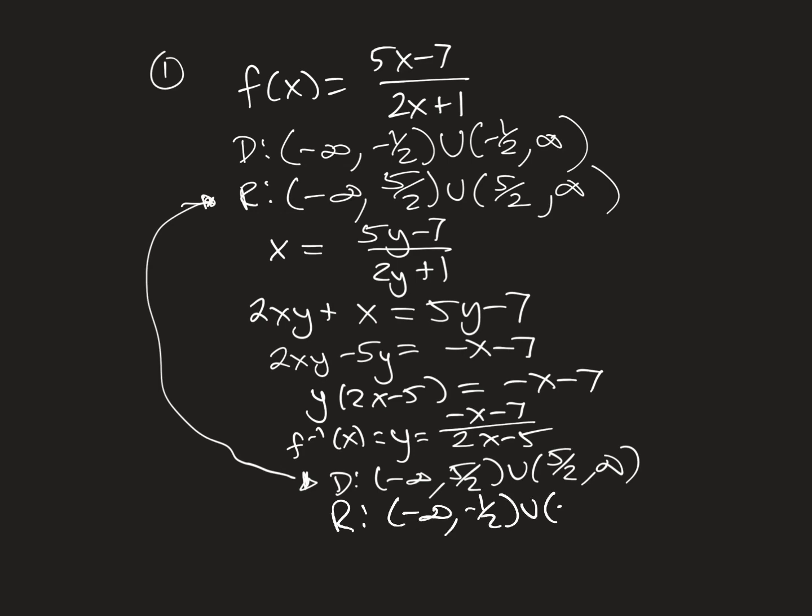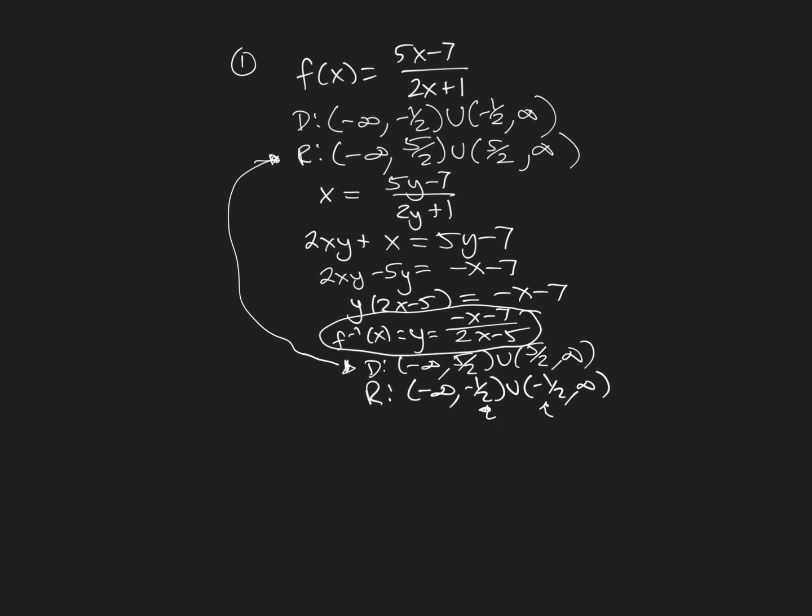So let's look at our inverse and see if that makes sense. Looking at my inverse here, the degree of the numerator and denominator is the same, so I would take the coefficients for the HA. So it'd be y = -1/2 as the HA. So it does make sense, it not crossing that HA, so the range being everything but -1/2. Okay, that was problem 1.